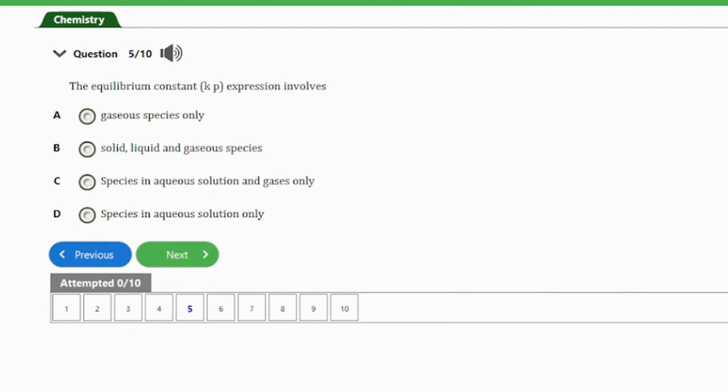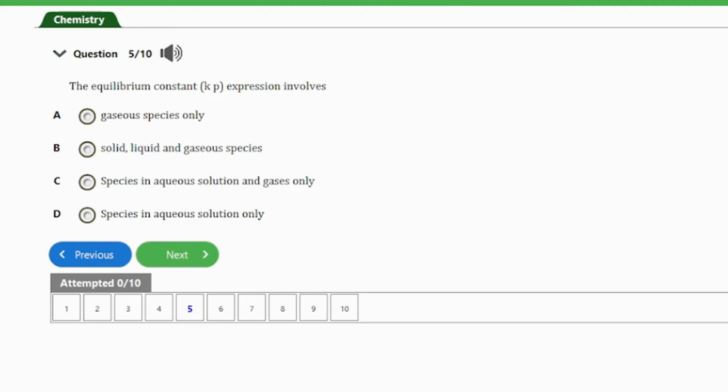Question number 5. It says, the equilibrium constant Kp expression involves A. Gaseous species only. B. Solid, liquid, and gaseous species. C. Species in aqueous solution and gases only. D. Species in aqueous solution only. So guys, the answer to this question is option C. That's species in aqueous solution and gases only.